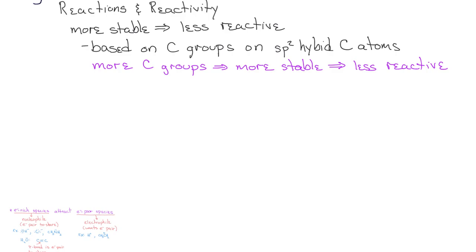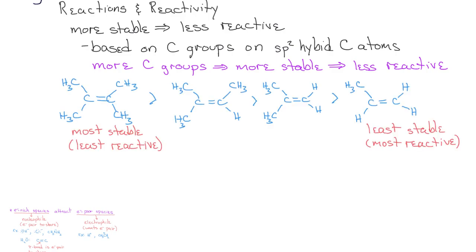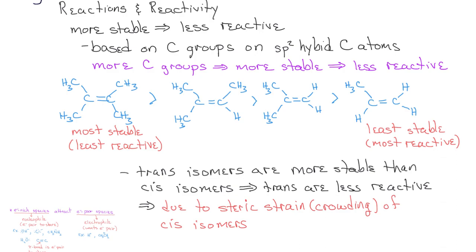Generally, the more stable alkenes will be those that have more carbon groups bonded to the sp2 hybrid carbons. So an alkene that has 4 carbon groups on the 2 sp2 hybrid carbons will be much more stable and less reactive than an alkene that has only 1 carbon group on the sp2 carbons of the double bond. That kind of alkene with only 1 carbon group on 1 sp2 carbon will be least stable and therefore most reactive. Another general trend we observe with alkenes is that trans isomers are more stable than cis isomers due to reduced steric strain. Therefore, trans isomers will be less reactive than cis isomers.